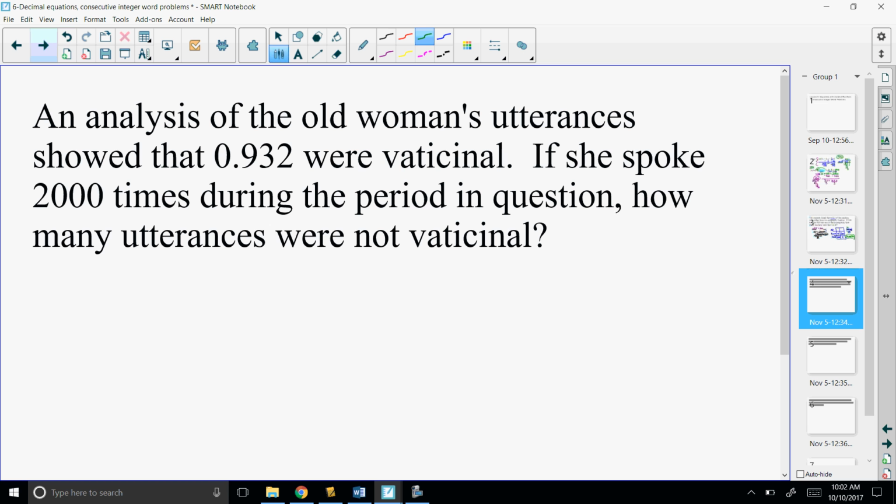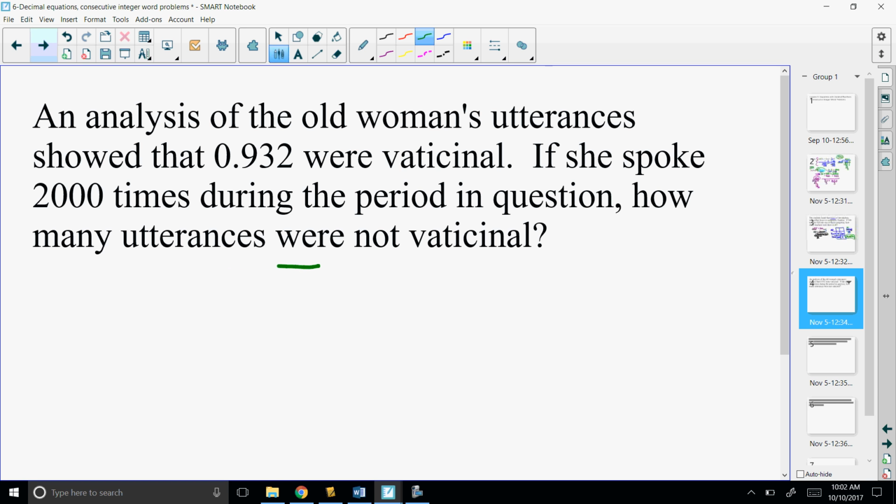Let's look at another example. An analysis of the old woman's utterances showed that, how do I read that number? 932 thousandths were vaticinal. If she spoke 2,000 times during the period in question, how many utterances were not vaticinal? Oh no, now I run into a little bit of problems. How many of you think you could set up the decimal equation for that? Anybody? I think that would be difficult.